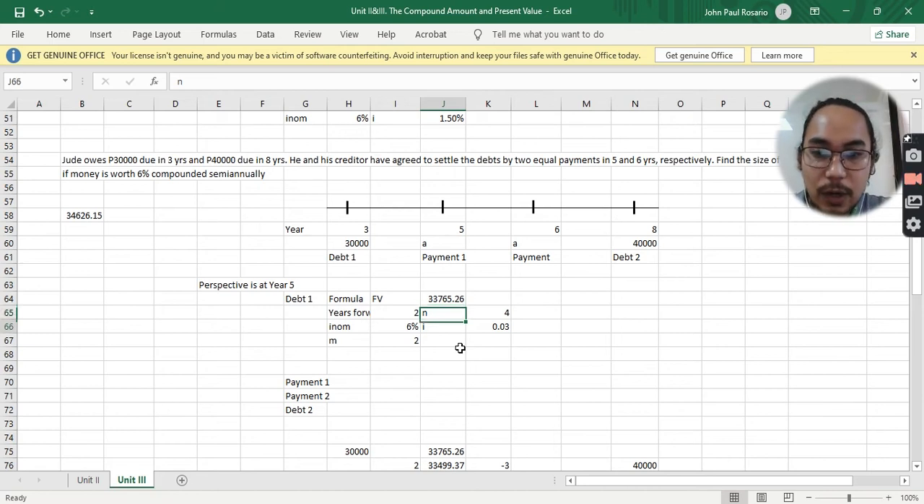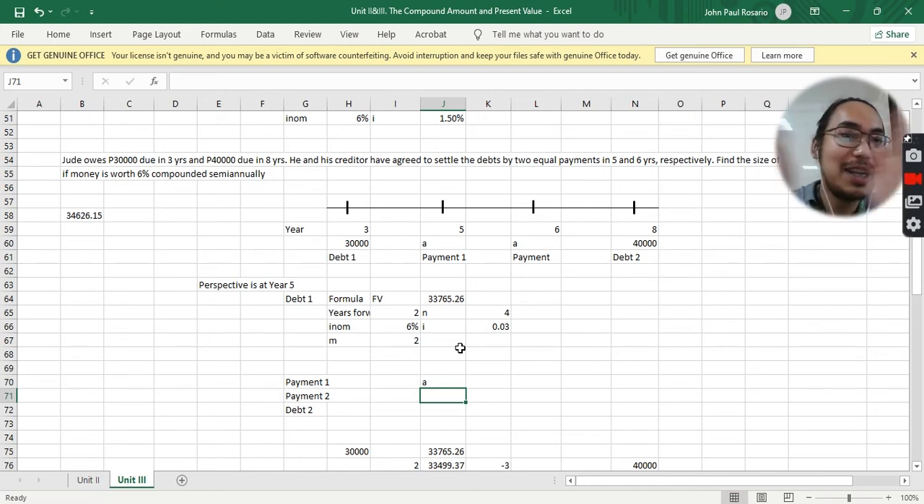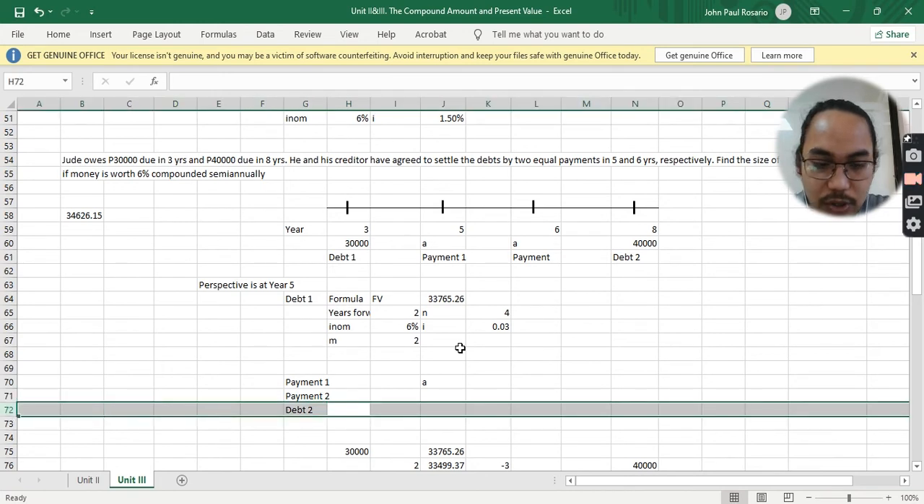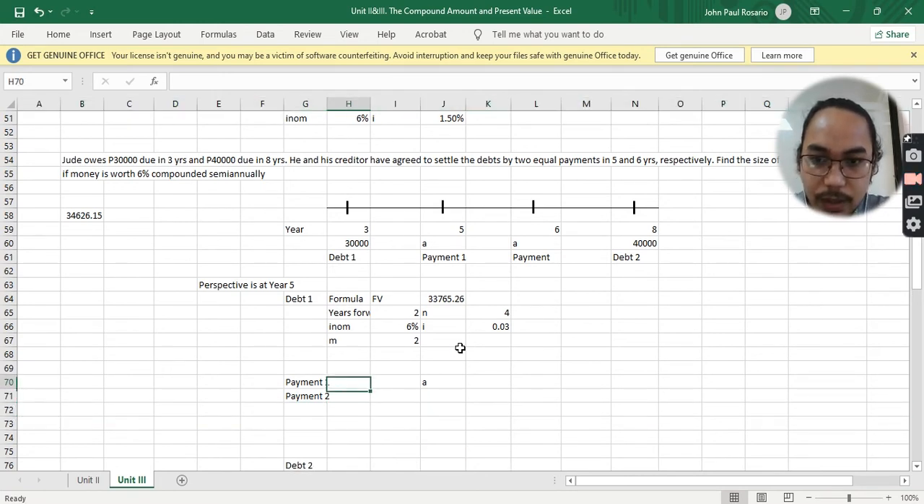33,765.26. For our payment 1, it's still at A because our focus period is year 5. So A, just A. It didn't move, so there is no additional and no deduction. For payment 2 naman, let's look at payment 2.